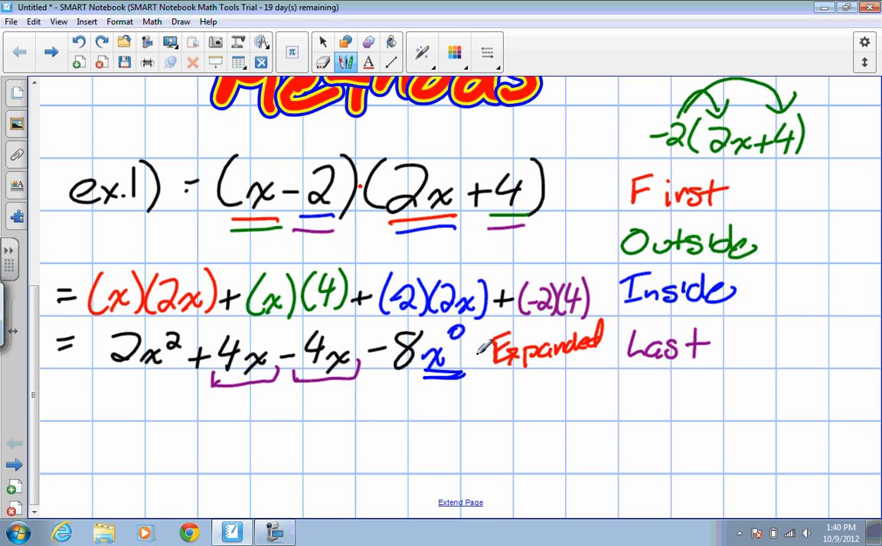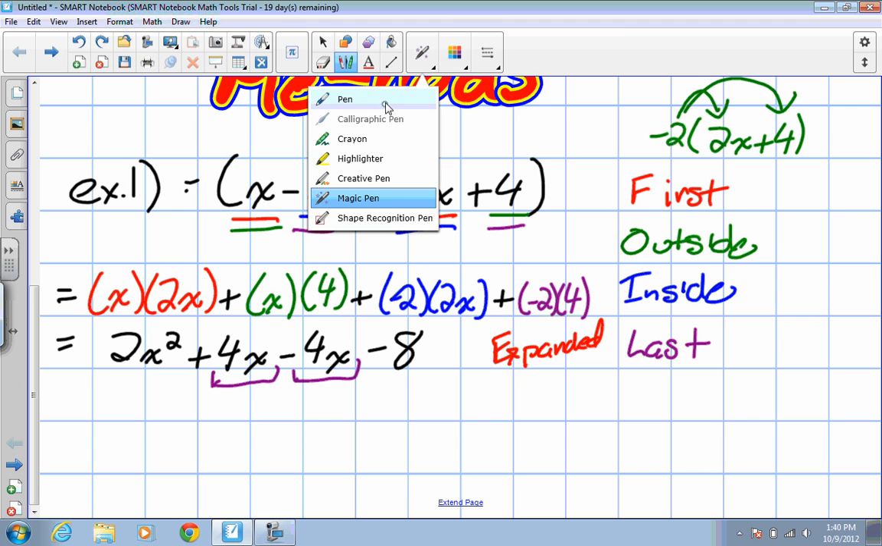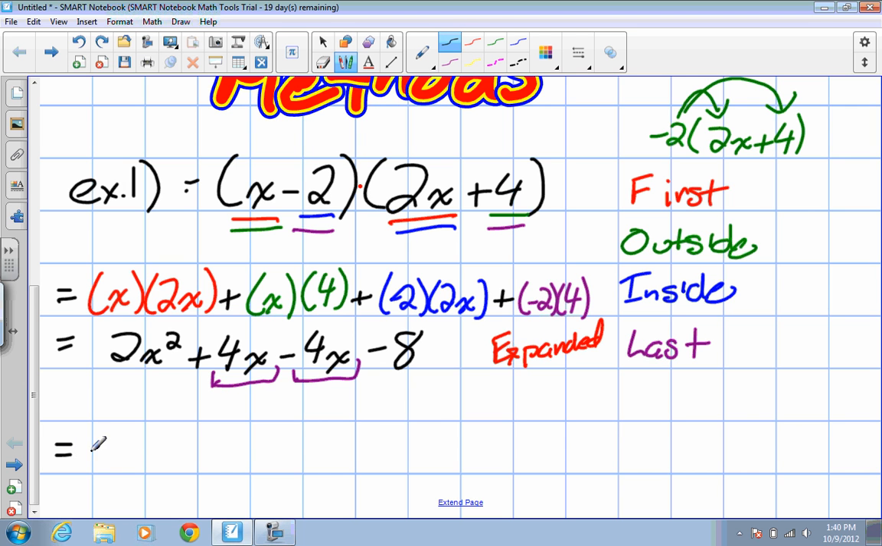What is x to the power of 0 equal to? 1. And what would 1 times 8 be? 8. So there's no reason to write that. Okay? But just imagine there is none there, if that helps. So, what is +4x plus -4x? 0. Essentially, these two create a 0 or cancel out. So we're left with 2x squared minus 8. Okay? This would be the simplified form. So we expanded above, and now we simplify. Okay. So we've simplified. That's the FOIL method.